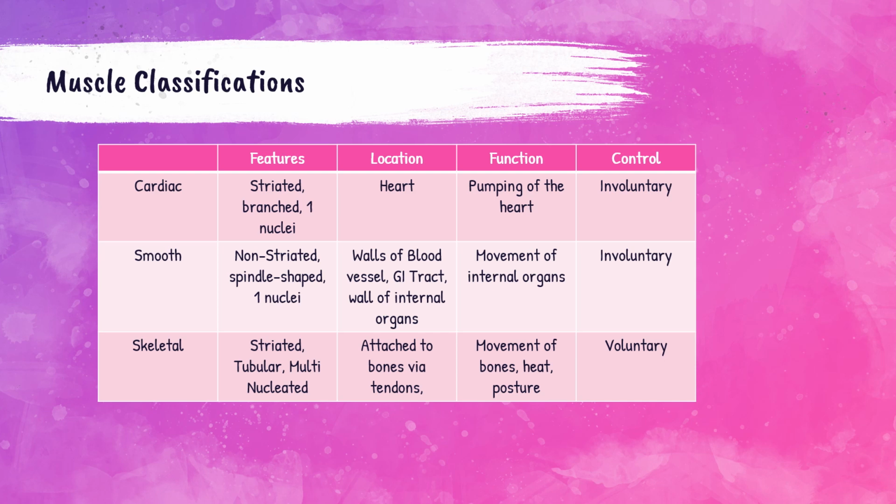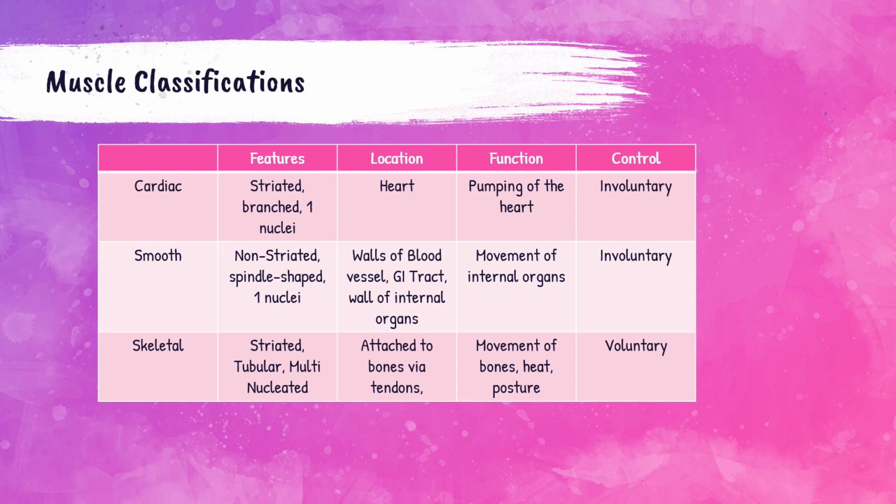So cardiac muscle is located within the heart and functions to help the heart pump blood. These muscles operate involuntarily. So what does that mean? The heart muscles contract without you being aware of it. You and I don't consciously think or focus on pumping our heart, right? We're not like, okay, pump, pump. We don't think that. It just automatically happens, right? So this is an involuntary contraction.